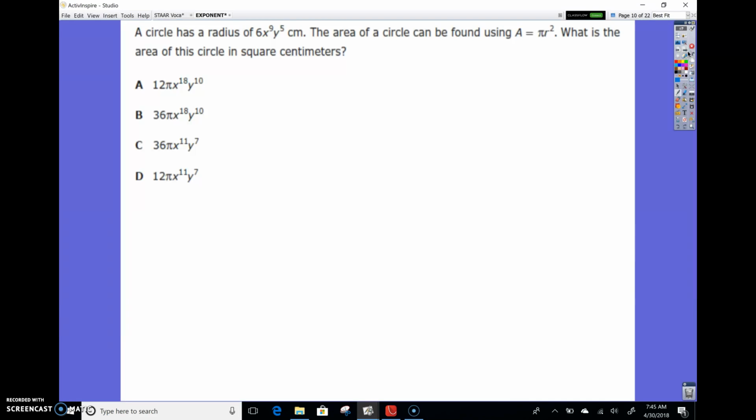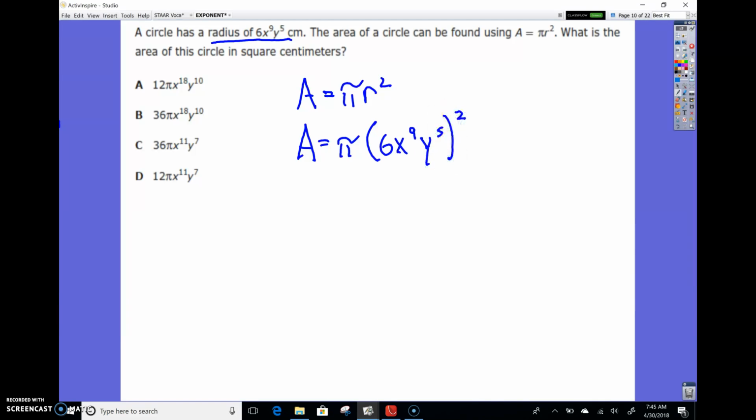Okay, this one has a circle, so you're going to use the circle formula. It goes pi r squared, because this is the radius. Pi times (6x to the 9th, y to the 5th) squared. Okay, remember, we distribute.